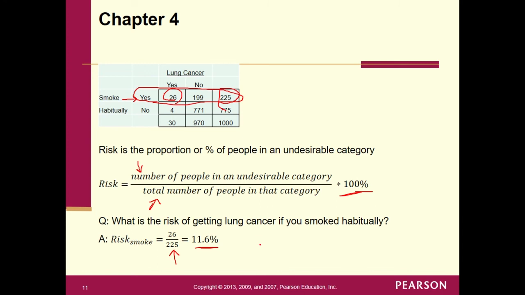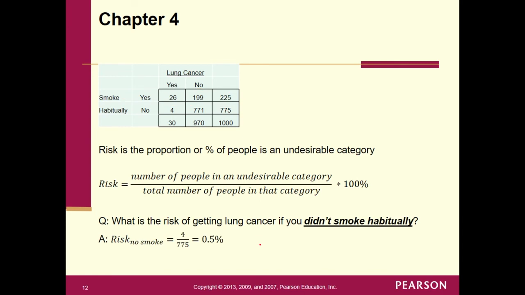All right. So what do you think would be the next thing to do? Well, we're probably going to focus in now on those that didn't smoke. So notice here, didn't smoke habitually. So now we're focusing in on what? That group right there. So what is the risk of developing lung cancer if you didn't smoke habitually?